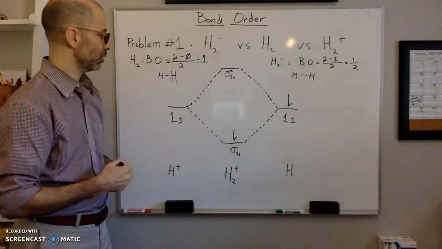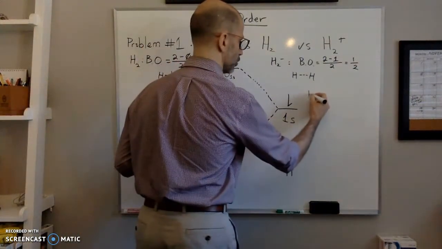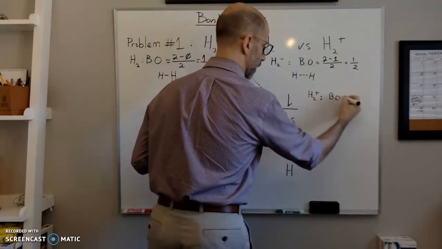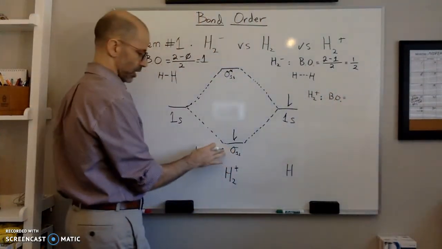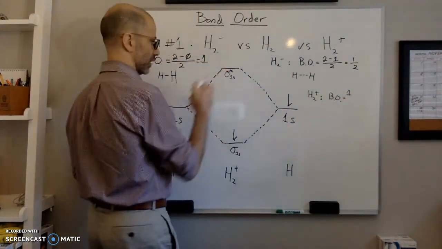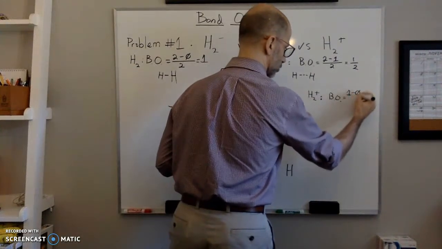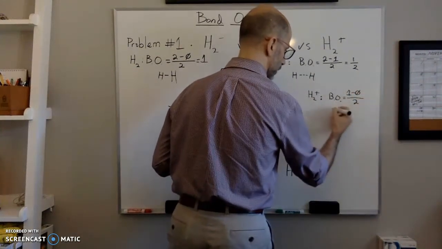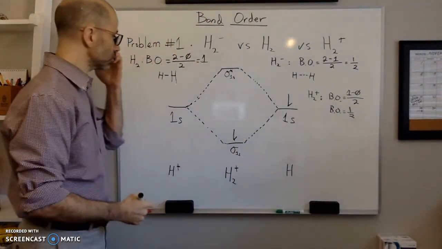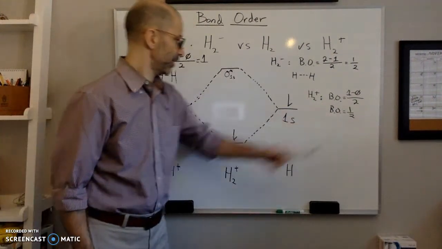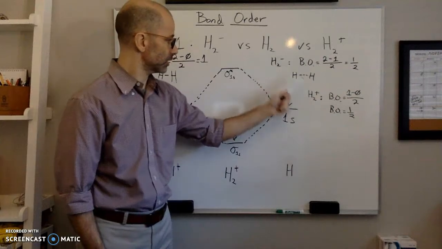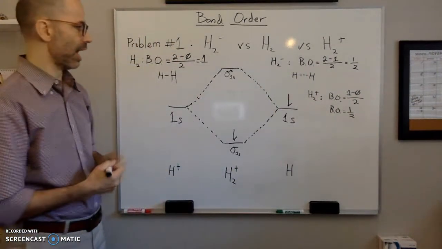And now we can do the bond order for H2 plus. The bond order is equal to, now the number of bonding electrons is 1. The number of non-bonding or anti-bonding electrons is 0. Divided by 2. And again, the bond order is equal to 1/2. So we got 1/2 here, we've got 1 here, and we got 1/2 here. So the negative and positive have 1/2 a bond order, meaning half a bond.